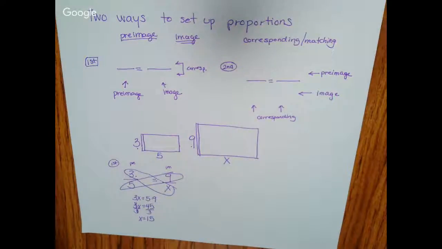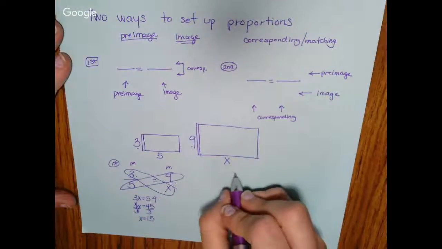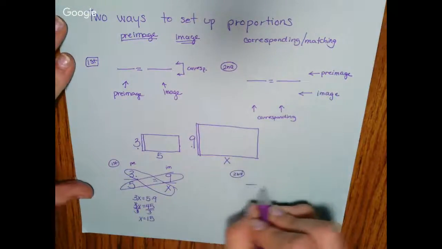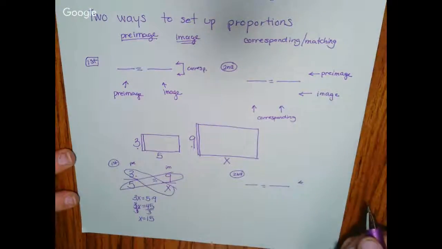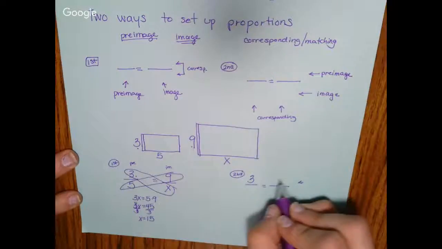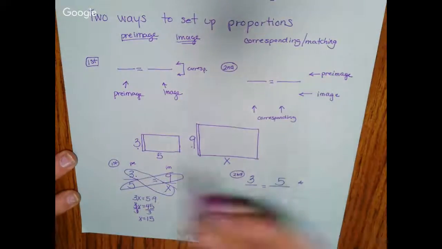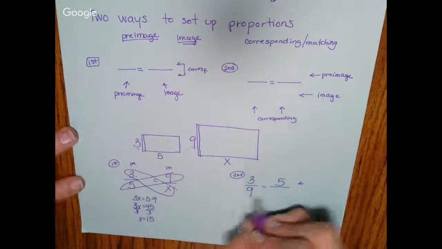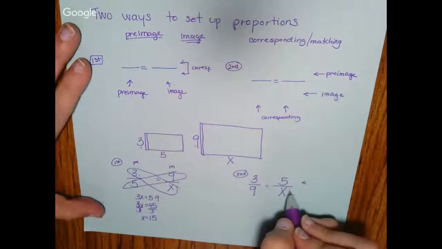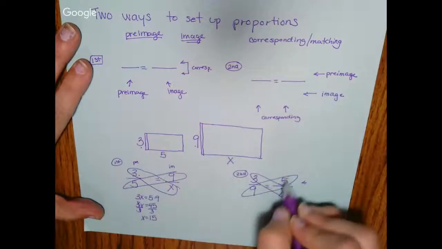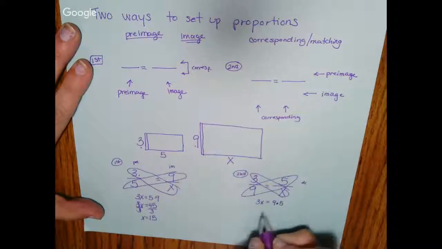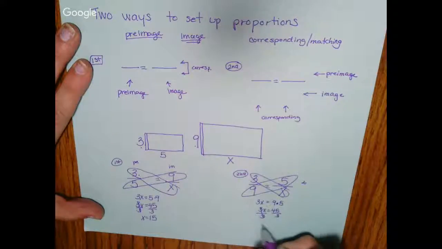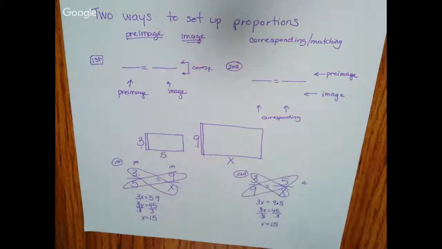That's the first way. If you did it the second way, you still are setting up your proportions, but this time the pre-image would be the numerator. So we would have 3 here and 5 here. The 3 corresponds with the 9. The 5 corresponds with the x. And then you still cross multiply. 3x equals 9 times 5. 3x equals 45. Divide both sides by 3, and you get x equals 15.